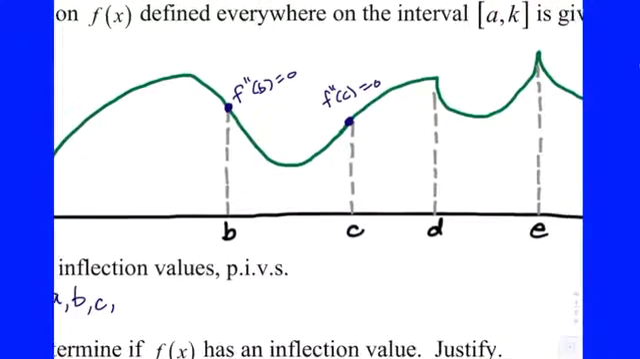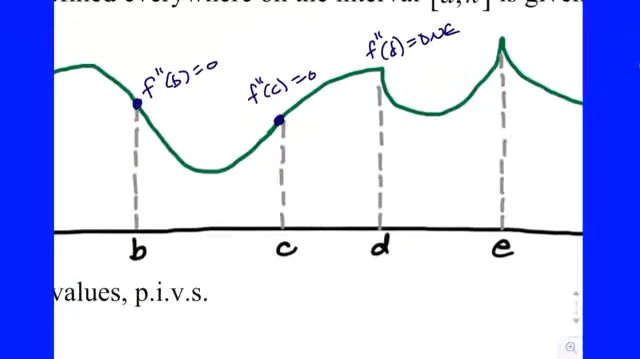What about D? Is it a possible inflection value? Yeah, good. It goes from concave down to concave up. What's the value of the second derivative there? Does not exist. Good. The first derivative doesn't exist there. It's a cusp. Therefore, the second derivative does not. But it is a PIV.